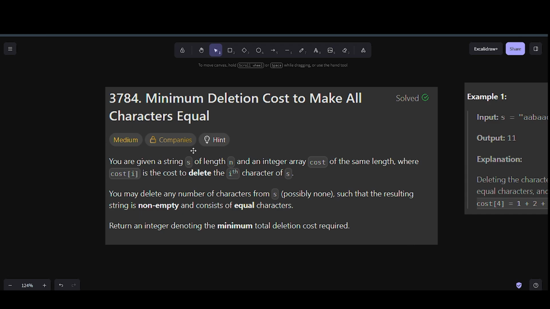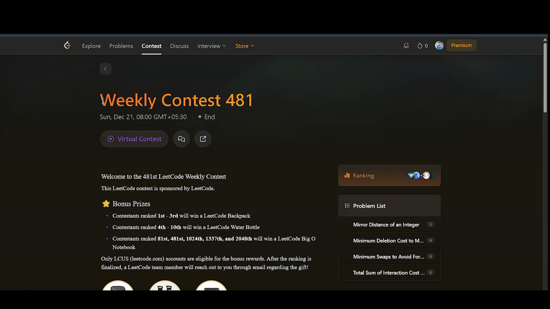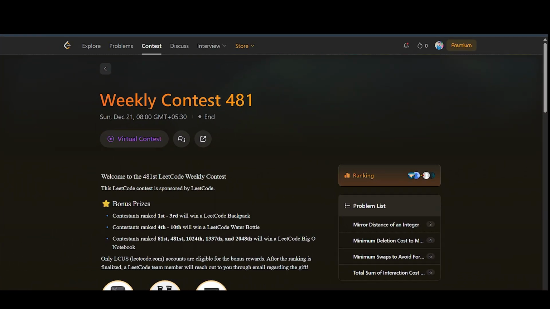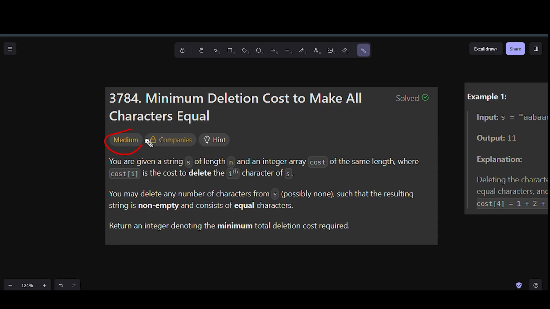Today we are going to solve LeetCode problem number 3784, which is the minimum deletion cost to make all characters equal. This question came in weekly contest 481. This is question number 2. It is marked as a medium question, but it is not that tough. You can say it's an easy-medium type of question. So let's read the question and see what they are saying.